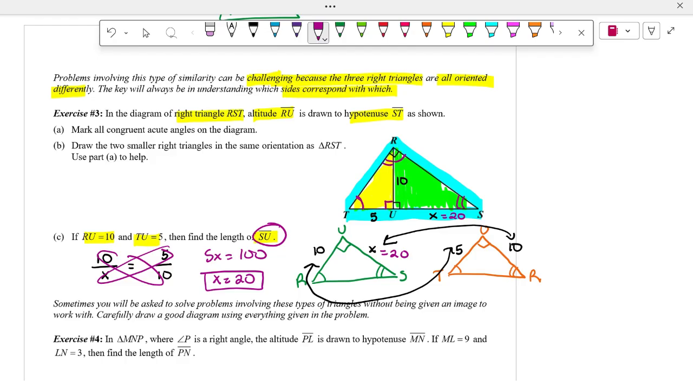You want to orient them the same way. Because once you orient them the same way, remember what I said, the hardest part is figuring out the corresponding sides. The easiest way to figure them out, though, is to orient them the same way. Because if they're oriented the same way, you can physically see which side goes to which. Because remember, corresponding just means same spot.